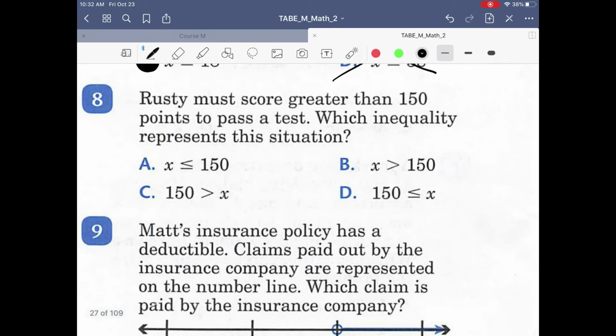Number 8. Rusty must score greater than 150 points to pass a test. So 150 is not enough. It has to be more than 150. Which inequality represents this situation? It's B. His score must be greater than 150.